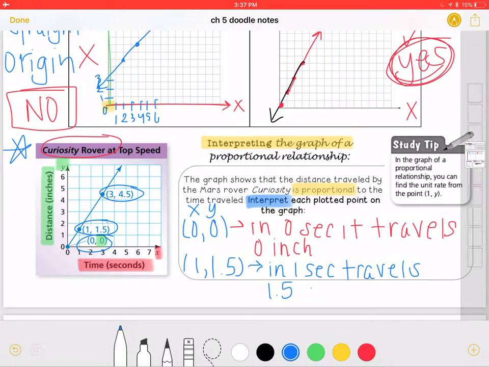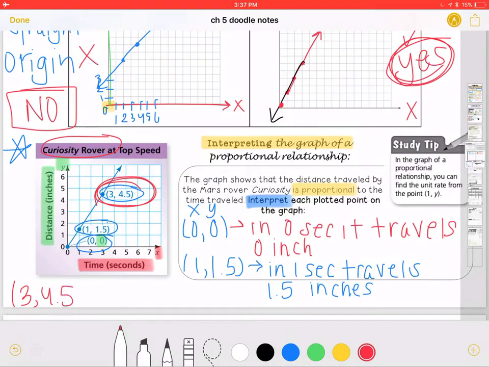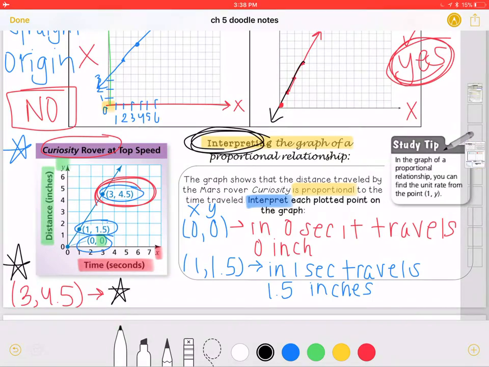Now what I want you to do is interpret this last ordered pair, this last point, 3, 4.5. Go ahead and write that down on your paper, 3, 4.5. Go ahead and explain that to me in words. Hopefully you're saying in 3 seconds, it travels 4.5 inches. Go ahead and write that down, and you are correct. So interpreting means to describe in words. So you should have that all written out for all of the points that are there. Remember this last one, you're writing in 3 seconds, it travels 4.5 inches.